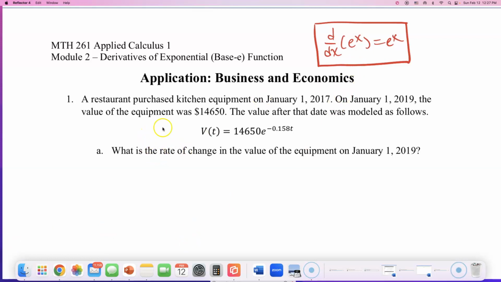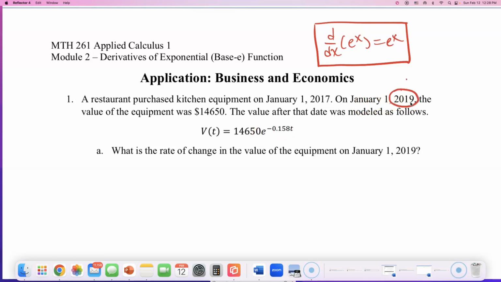A restaurant purchased kitchen equipment on January 1st, 2017. On January 1st, 2019, the value of the equipment was $14,650. The value after that date was modeled as follows. This is interesting because usually we make the year we purchased this machine the base year. So I would have thought 2017 would be year 0. But no, they're saying that this is the model starting from January 1st of 2019.